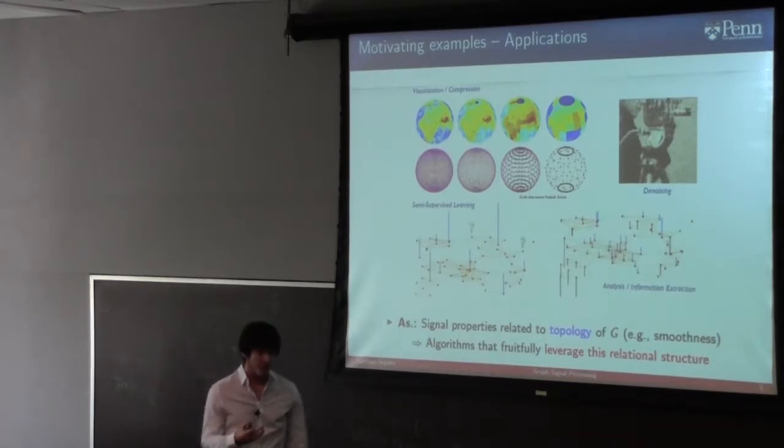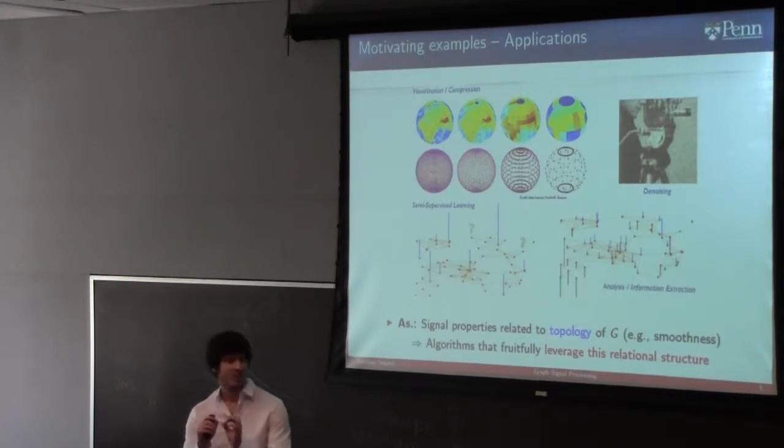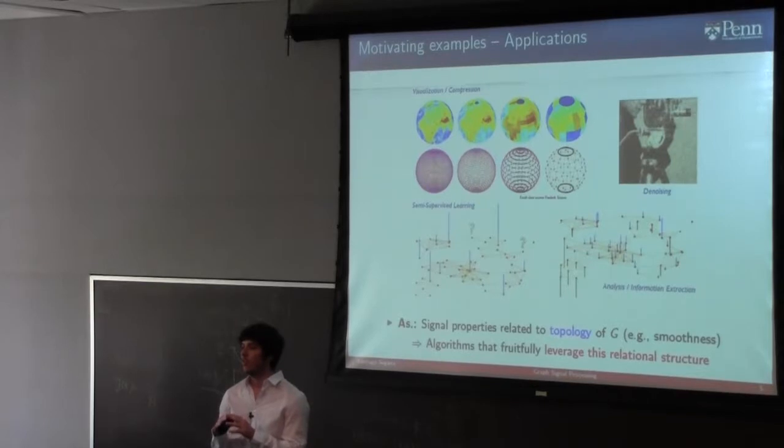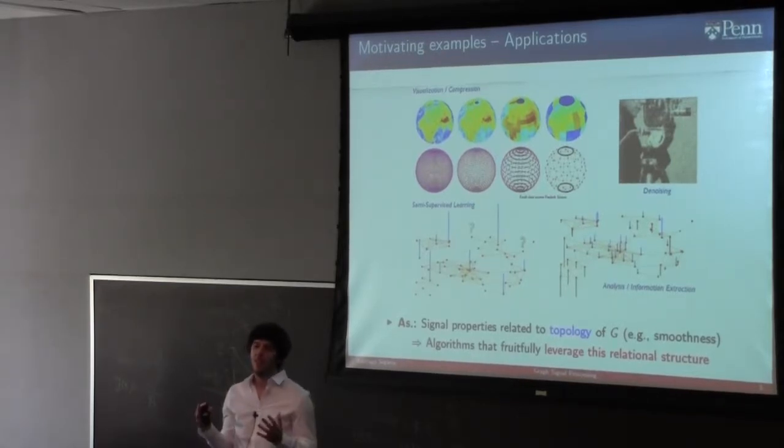But in all these things that I said, there is an underlying assumption, sort of like an assumption zero. There should be some relation between the underlying topology of the graph and the signal we are studying. If these two things are completely unrelated, then there is no hope to leverage the structure of the graph in order to do something with the signal.